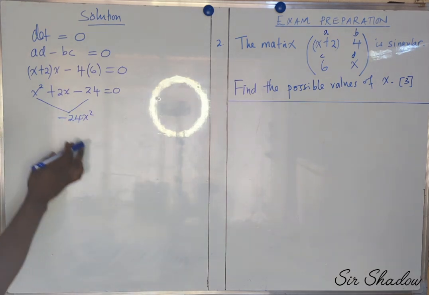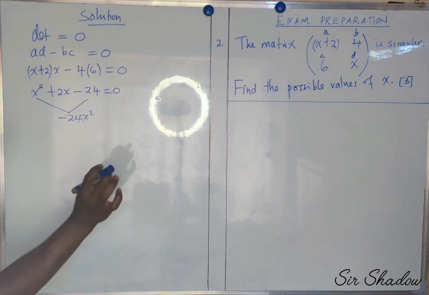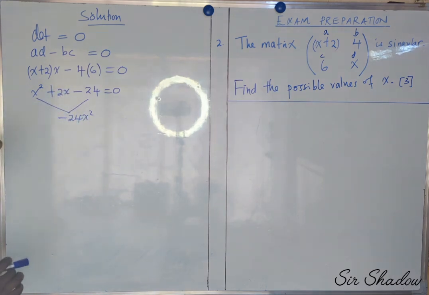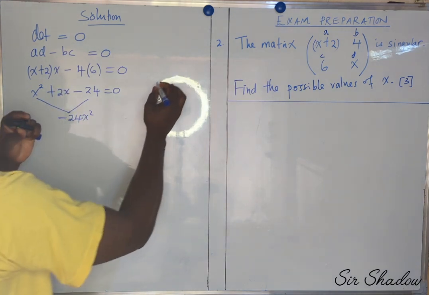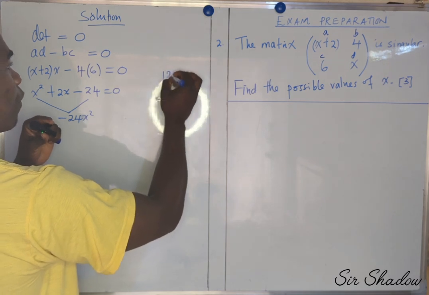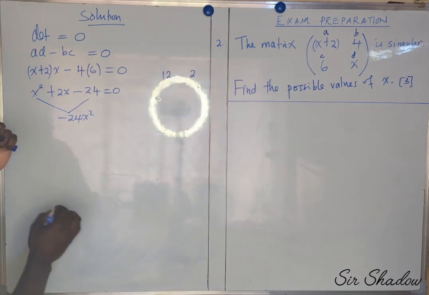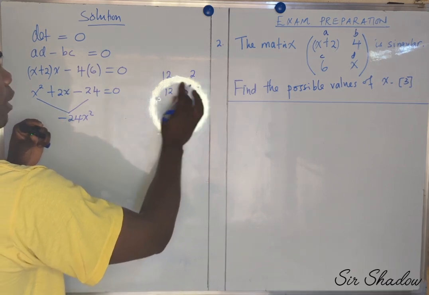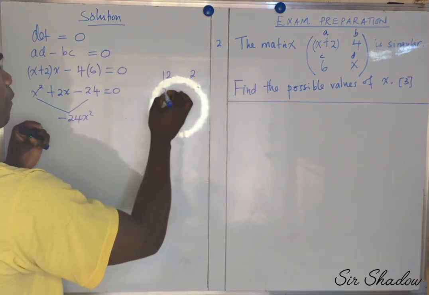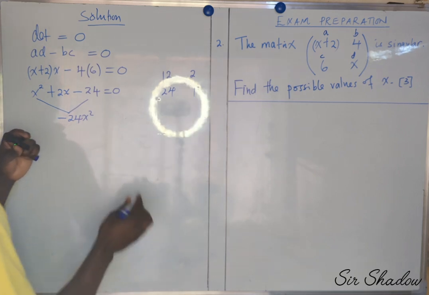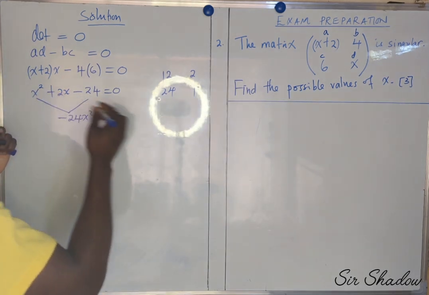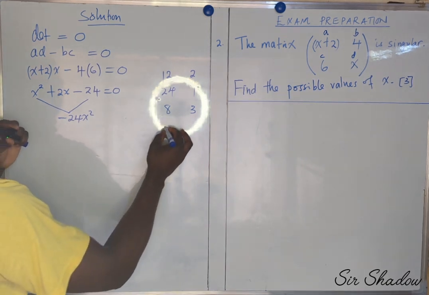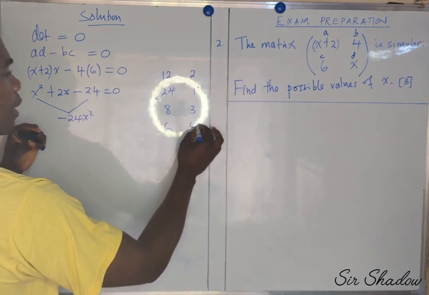If we multiply them, we get negative 24. If we add or subtract, we get this plus 2x. Remember the factors of 24: we have 12 by 2, also 12 by, we also have 24 by 1, we also have 8 by 3, and we also have 6 by 4.